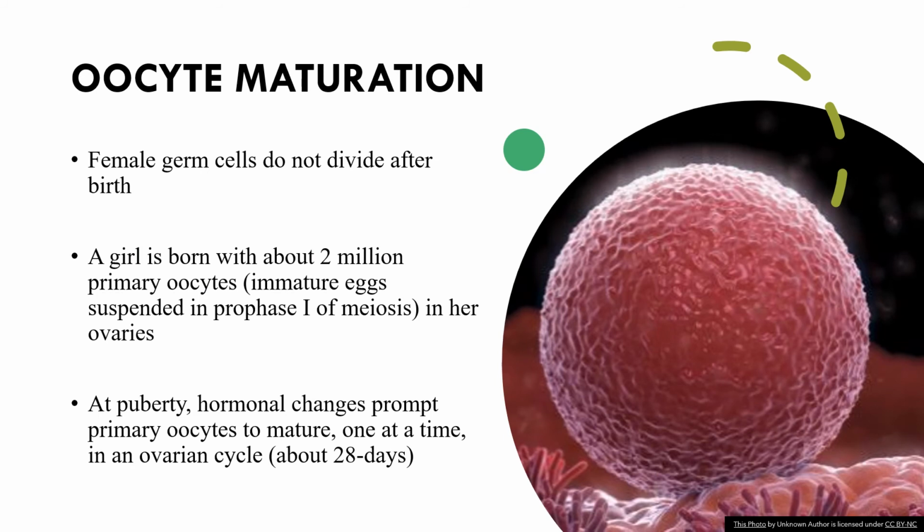For oocyte maturation, female germ cells do not divide after birth. I have already discussed that with you. A girl is born with about 2 million primary oocytes, or immature eggs, suspended in prophase 1 of meiosis in her ovaries. At puberty, hormonal changes prompt primary oocytes to mature one at a time in an ovarian cycle of about 28 days.